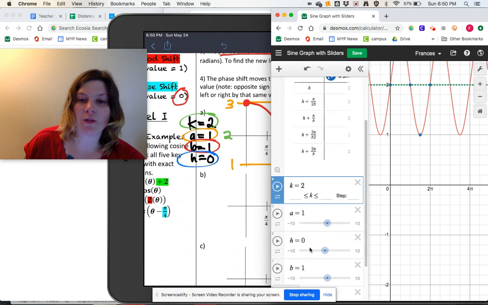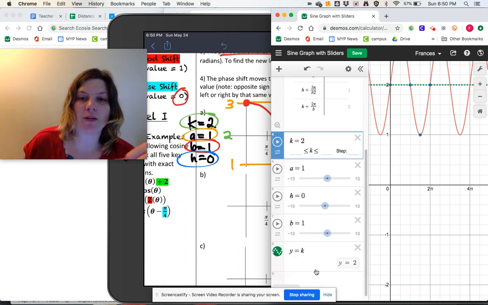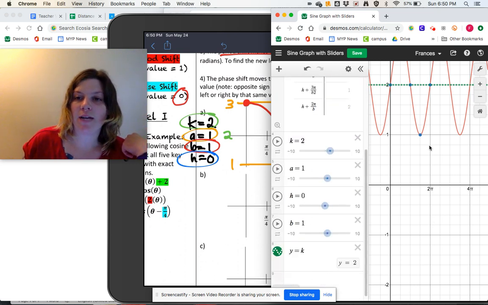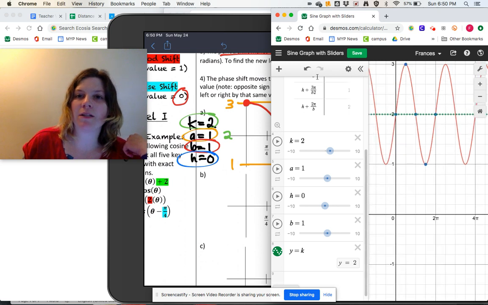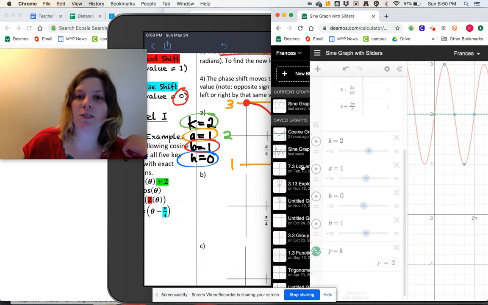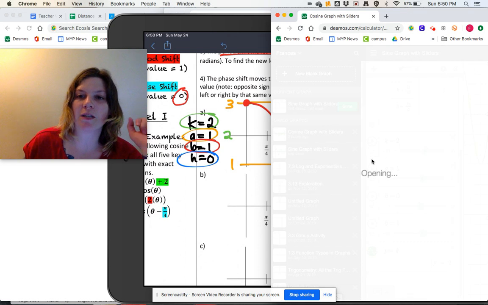My a value is 1. All the rest of them are neutral, so I don't have to change anything on all the other ones. And then, oh, I'm on the sine graph one. Oops, I want to be on the cosine one. There we go. All right, let's try that again.